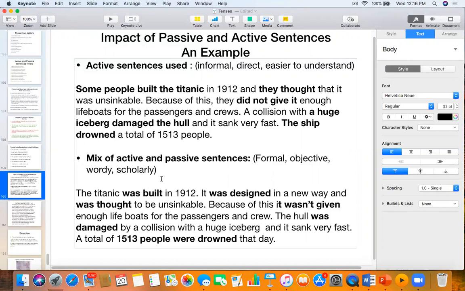All right. Now look at the second one. This sounds more like giving facts and information, with no personal tone in it. So you'll see a mixture. The Titanic was built in 1912. See, "was built." The Titanic was built in 1912. It was designed in a new way and was thought to be unsinkable. All right.